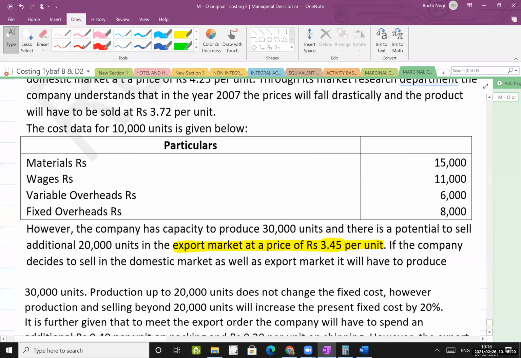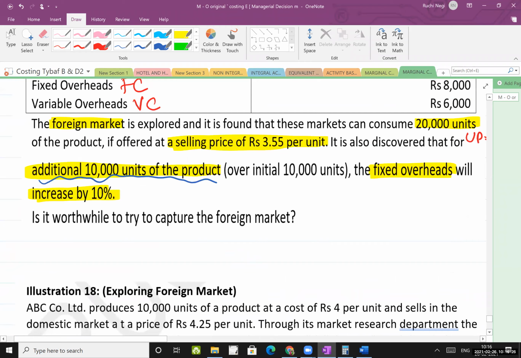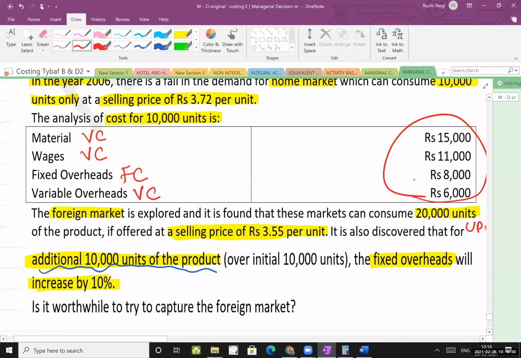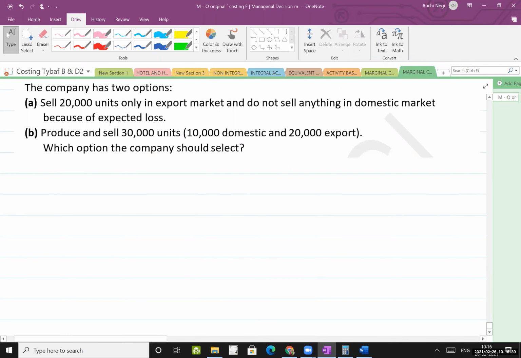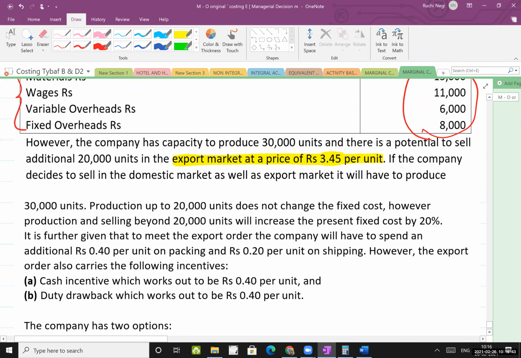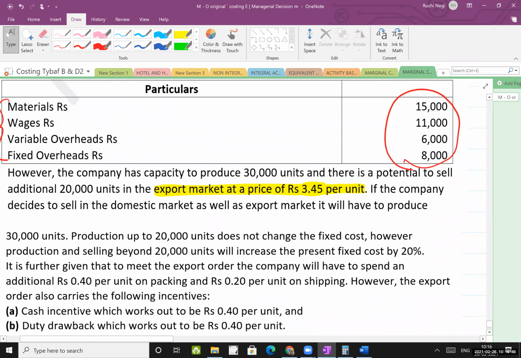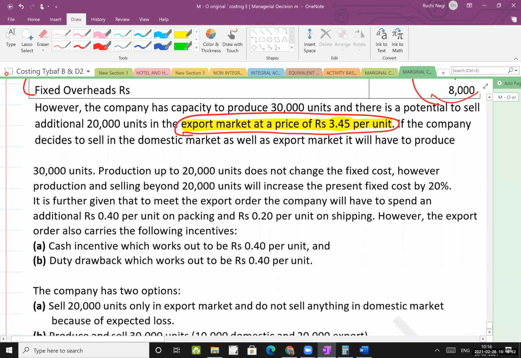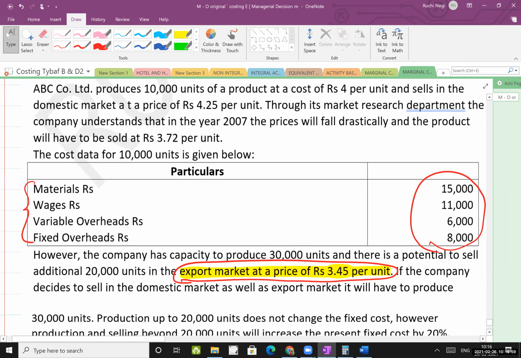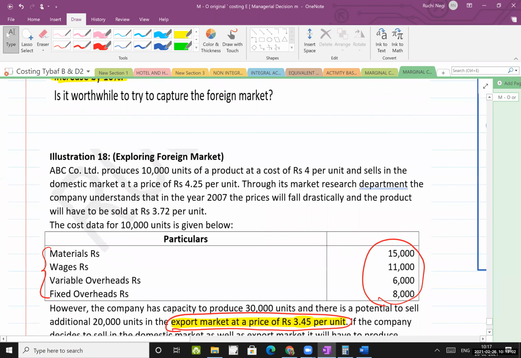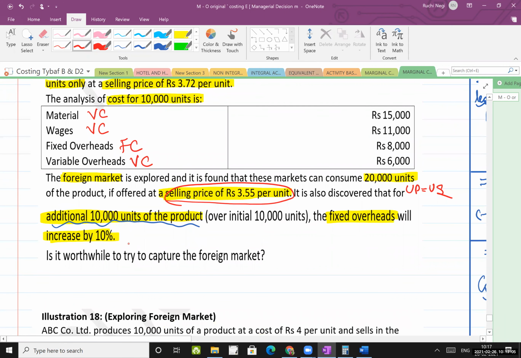See, material, wages, variable overheads, pura same hai. 15,000, 11,000, 6,000. So jo changes hai, wo bata rahi hu. Either selling price 3.55 hai, or selling price is, your selling price is how much? 3.45. Rest the whole sum is same. Increase in fixed cost and everything is same. Fixed overheads increases by 10,000.